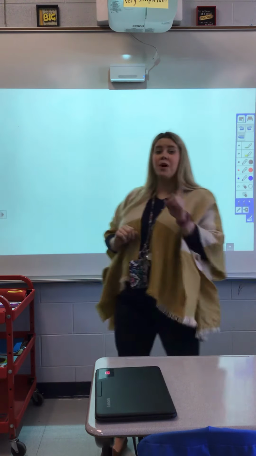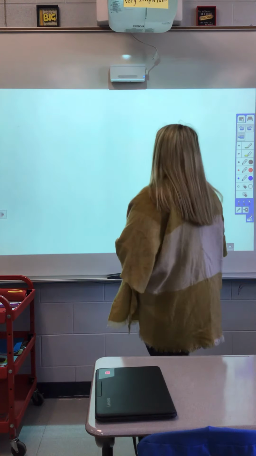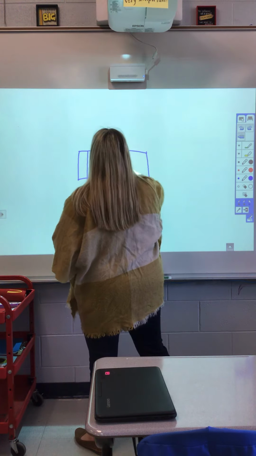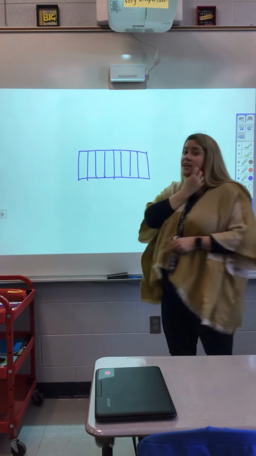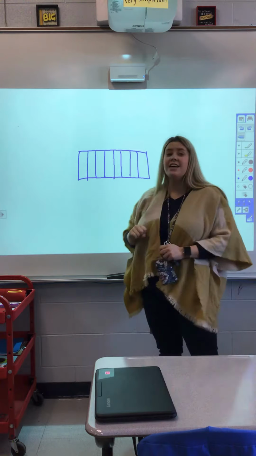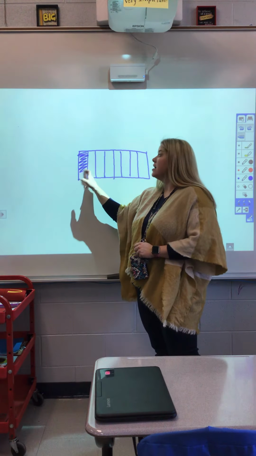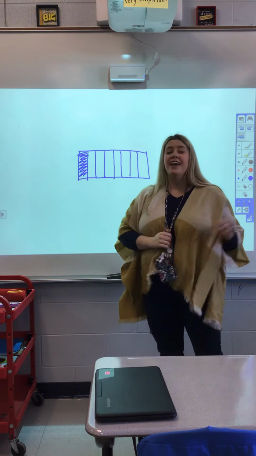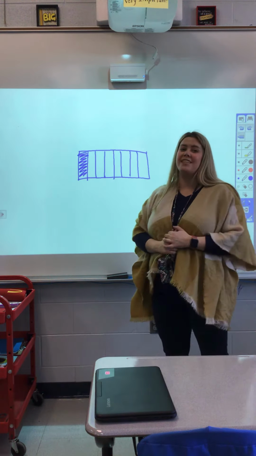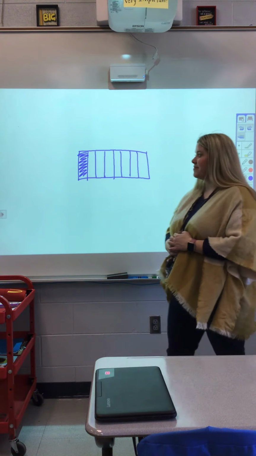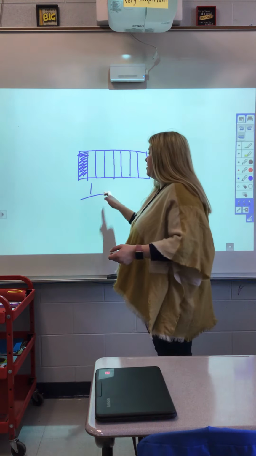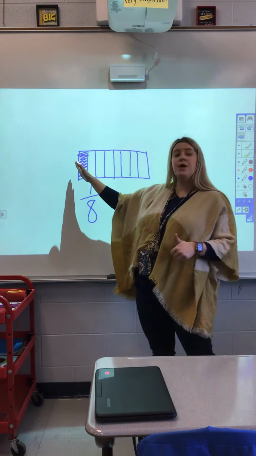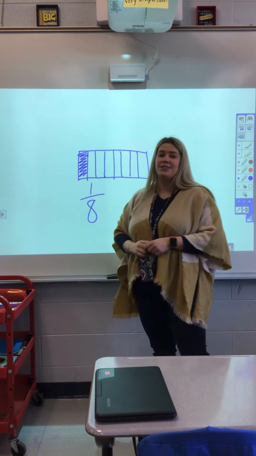All right, let's try one more before you go on to practice. All right, there's my rectangle. It's divided into 8 equal parts. Can you write the unit fraction that represents that part? Hit pause, write your unit fraction, and then come back to check. All right, did you write 1/8 as our unit fraction? 1 because one part, 8 because there's 8 parts total.